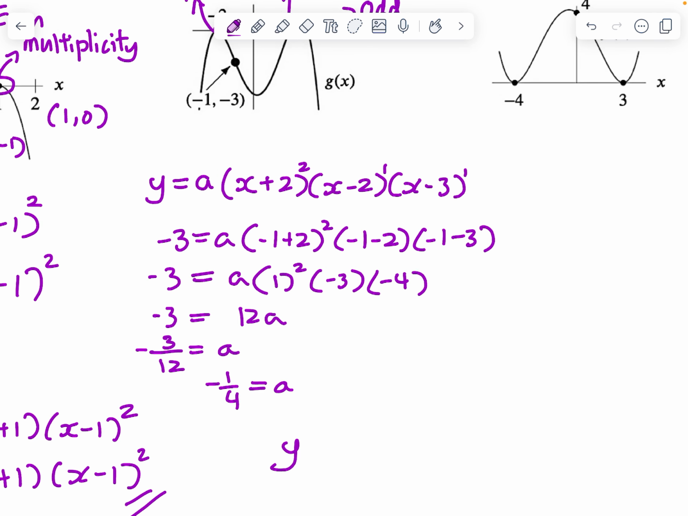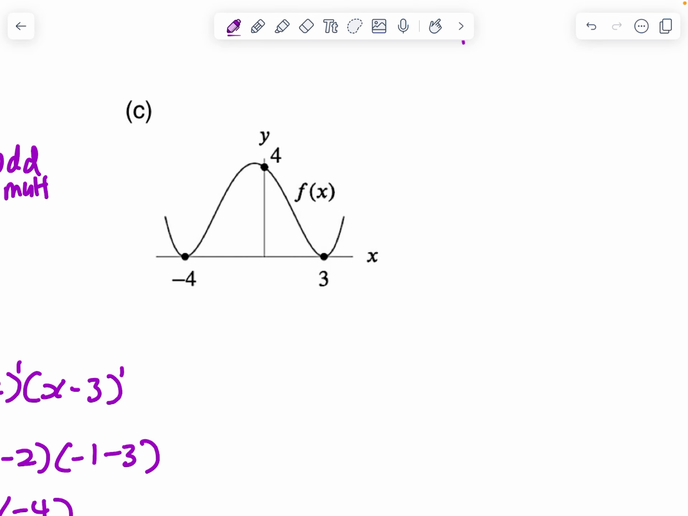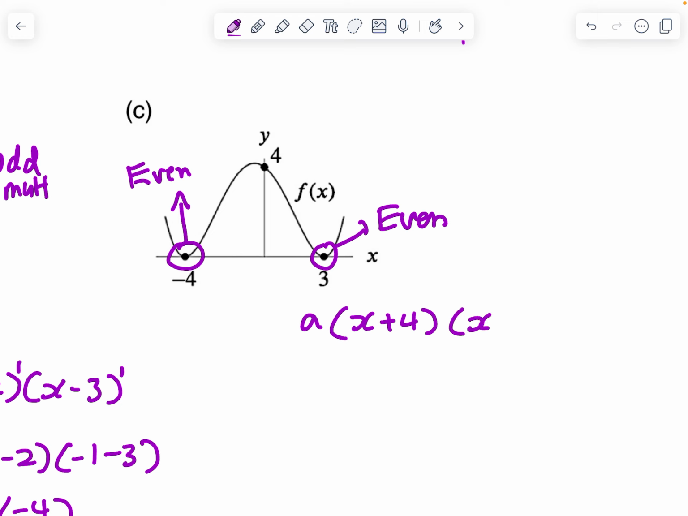So the new equation would then be -1 over 4 times (x plus 2) squared, (x minus 2) times (x minus 3). And there you have it. Last but not least, we have this graph here. Again, we have two zeros. This time we know that this zero here is even because it bounces off, and this also bounces off, so we know that they're both even multiplicity. So I have some sort of value a, (x plus 4), (x minus 3). Remember to add the powers. We know that they're even, so the powers have to be even.